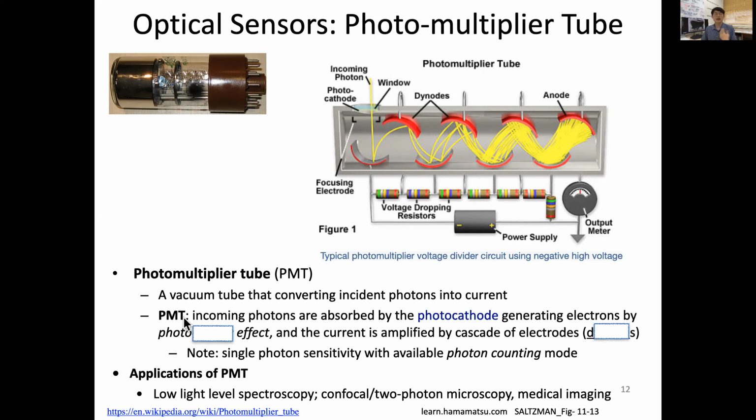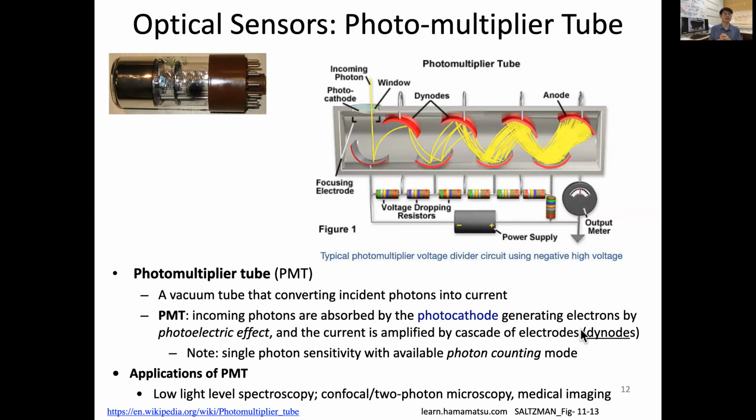So in the PMT, incoming photons are absorbed by the photocathode, generating electrons by, yes, here comes the photoelectric effect. And the current is amplified by a cascade of electrodes. We call these electrodes in the middle dynodes. This is just a historical reason for the name.